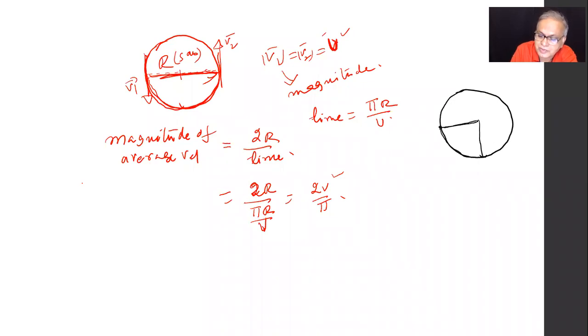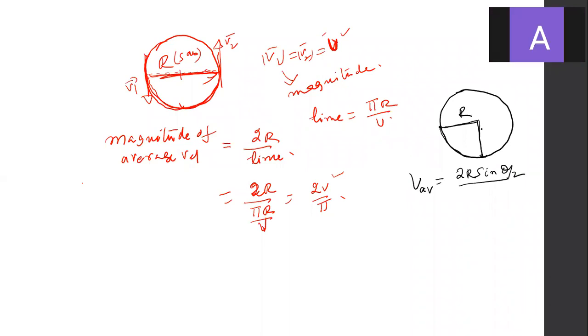Actually, in fact, I can use my old formula. What is that? V average equals displacement. Displacement is 2R sine theta by 2. If this is the radius, displacement is in general 2R sine theta by 2. I told you. Look back at that question. By time.